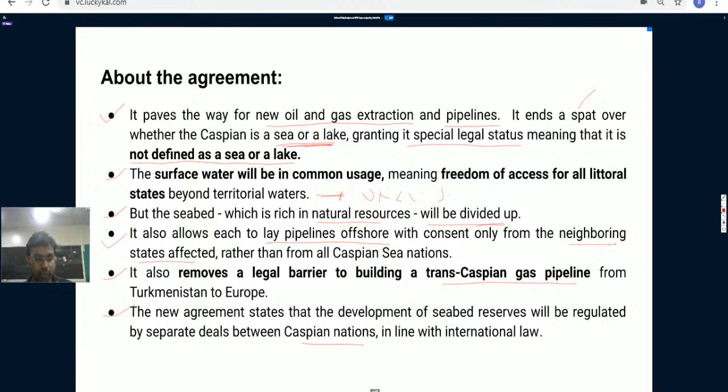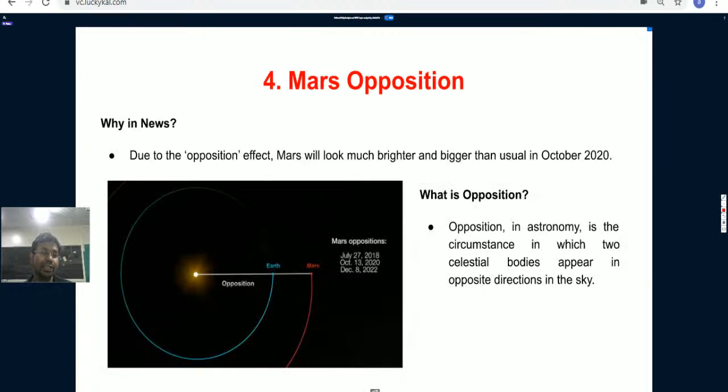I hope you understood the relevance of the Caspian Sea and the countries that are sharing border with the Caspian Sea. The next topic that we are going to discuss now is Mars opposition. This is a very important topic. Recently Mars opposition happened on 13th of October this year. It is a rare phenomenon. So we will understand what we mean by opposition.